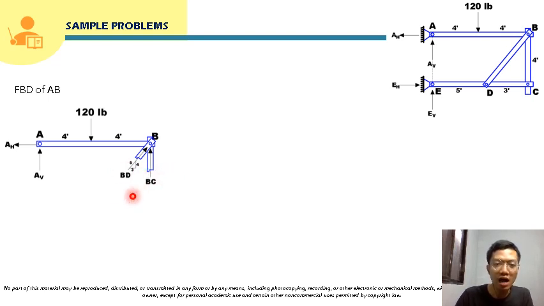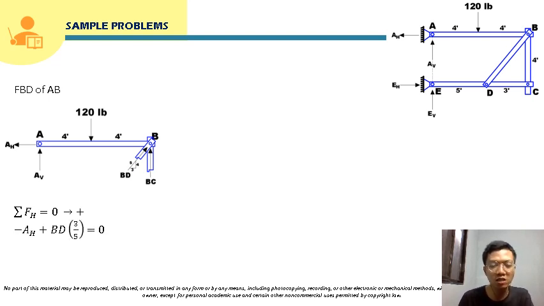So we already solved for AH, right? If we sum forces horizontal here, we can directly solve for BD, right? So we will start our solution by summing up forces horizontal. So that will just be negative AH plus BD.